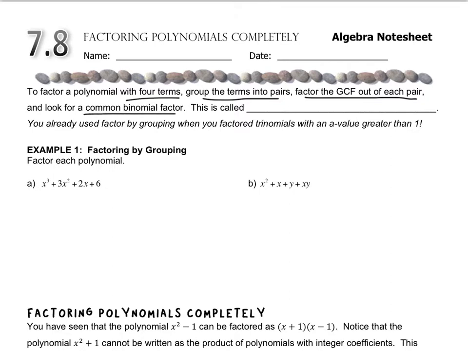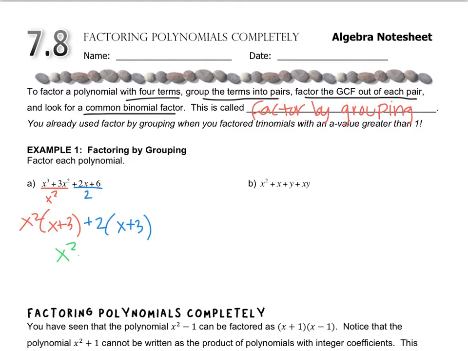That should sound familiar because we did it in the lesson where the a value is greater than 1, but the official name for it is factor by grouping. So we already know this technique, so hopefully it shouldn't be that challenging. We're going to look for the GCF of this first half, which would be x squared. So that gives us x squared times x plus 3. Then we go to the GCF of the second half, which is positive 2. And when you divide that, you get x plus 3. Since we have the same thing in both parentheses, we know that we can combine it and finish our answer. It's going to be x squared plus 2 times x plus 3.